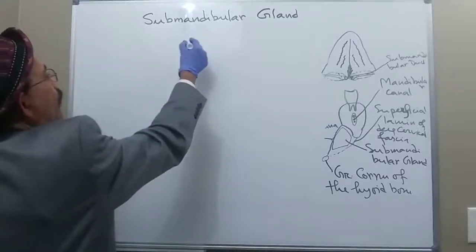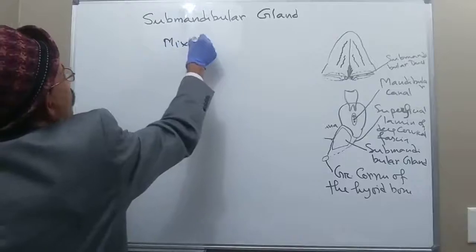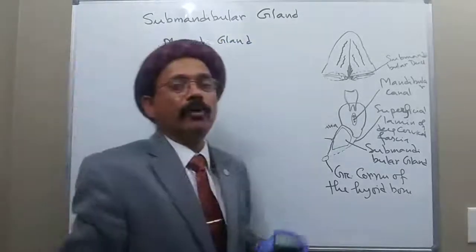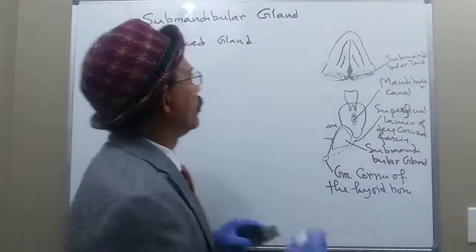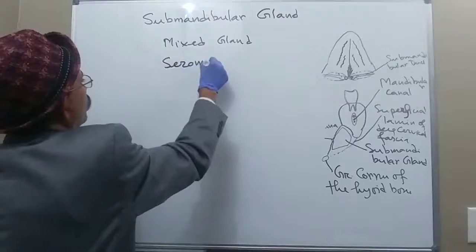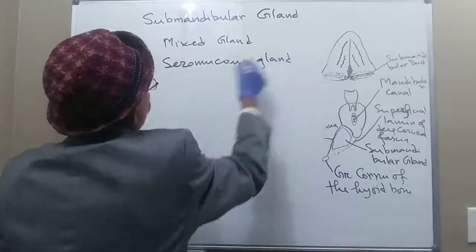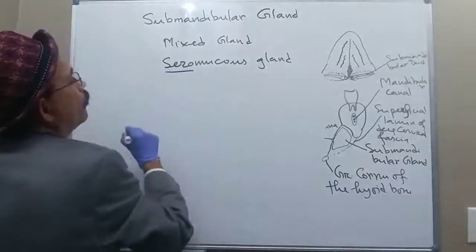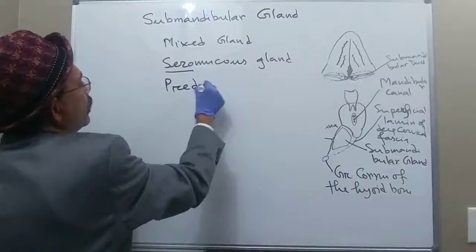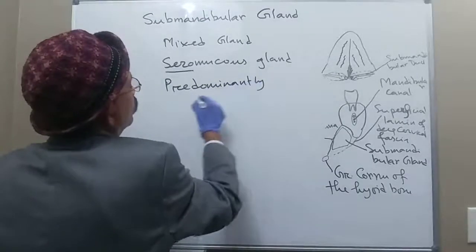What type of gland is the submandibular gland? This is a mixed gland, which means it has both mucous and serous parts, so you can call it seromucous. But the serous part is more prominent, so you can call it predominantly serous.